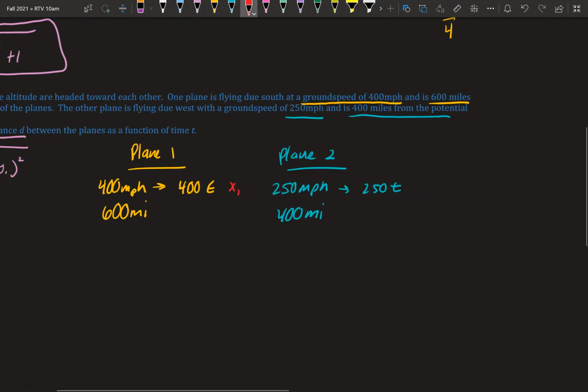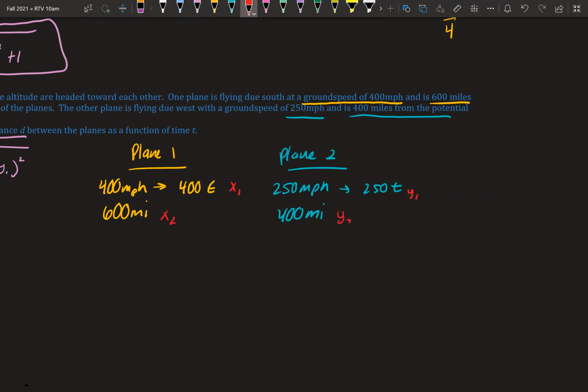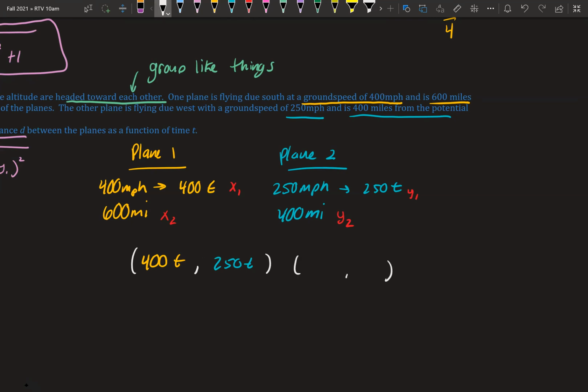This is x1, y1, x2, y2. Because they're headed towards each other, we're going to group like things, because towards each other means together. So if we separated these points, we have x1 is 400 t. Then we have y1 is 250 t. And then we have x2. x2 is 600. And y2 is 400.